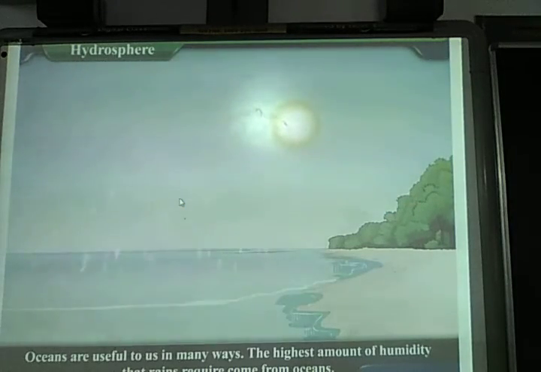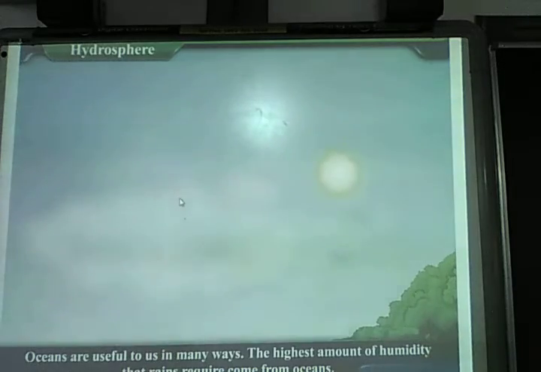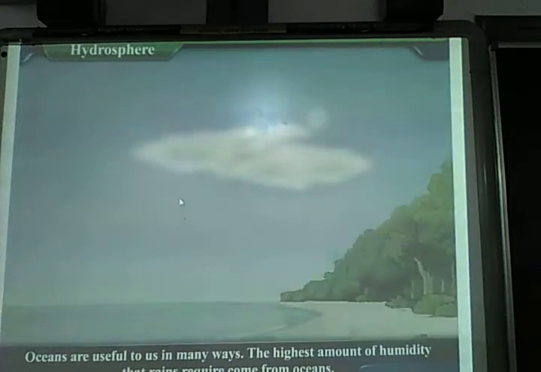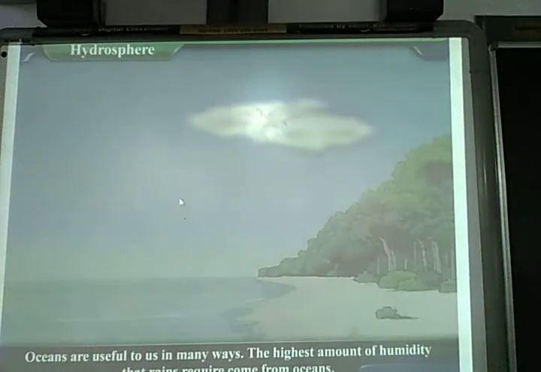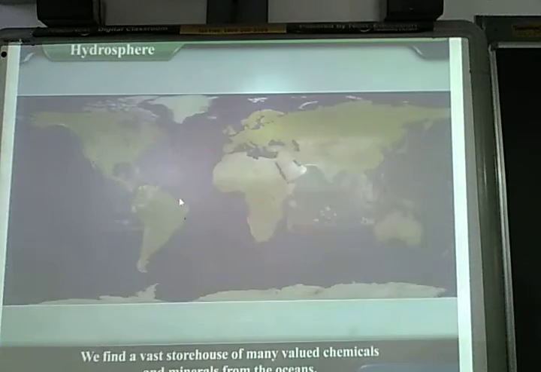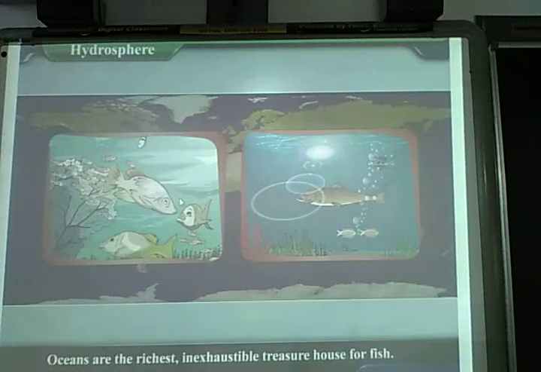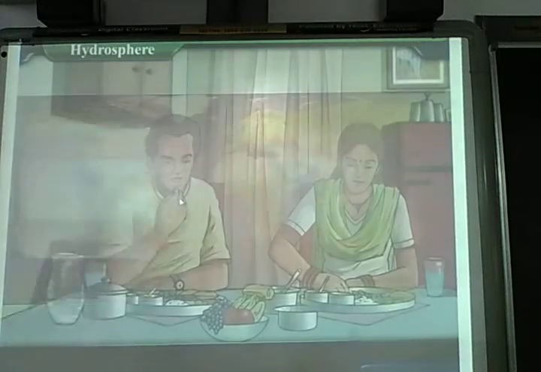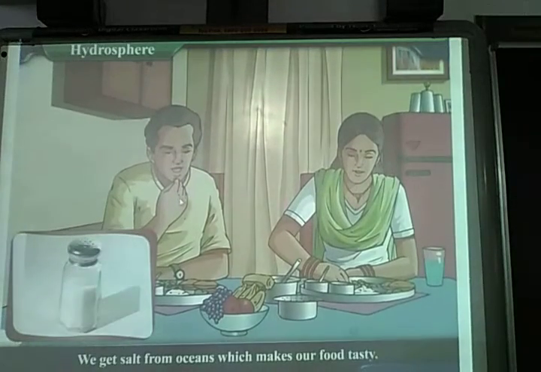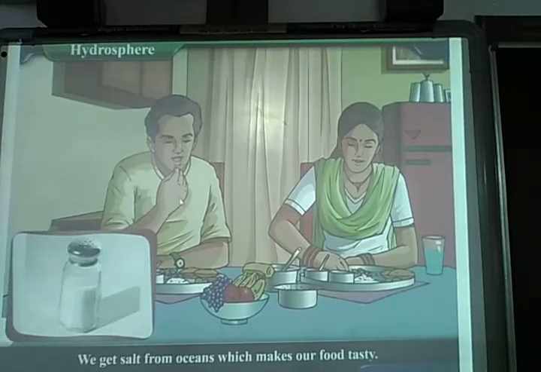Oceans are useful to us in many ways. The highest amount of humidity that rains require comes from oceans. We find a vast storehouse of many valued chemicals and minerals from the oceans. Oceans are the richest, inexhaustible treasure house for fish. We get salt from oceans, which makes our food tasty.